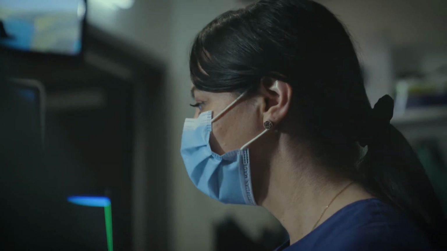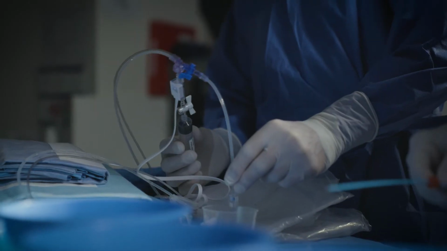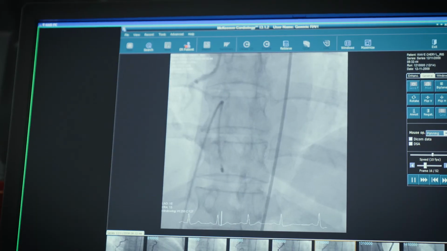What the test involves is doing a coronary angiogram, which is putting a tube into the patient's heart through their arm, and then injecting drugs to try and bring on the spasm in the big arteries, as well as looking at the blood flow in the microscopic arteries.